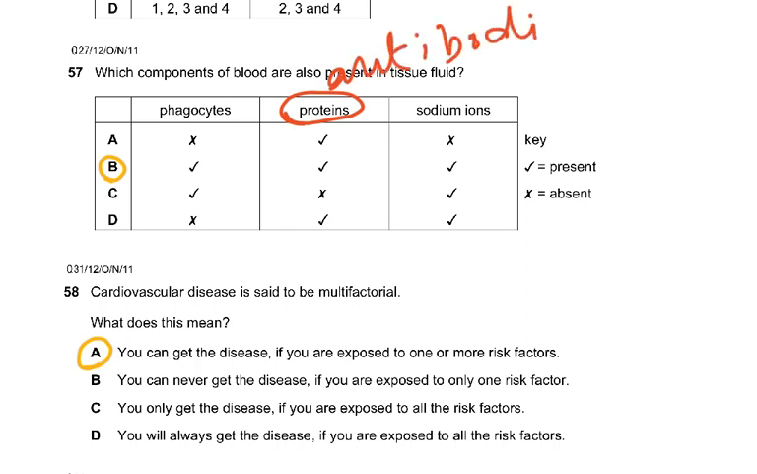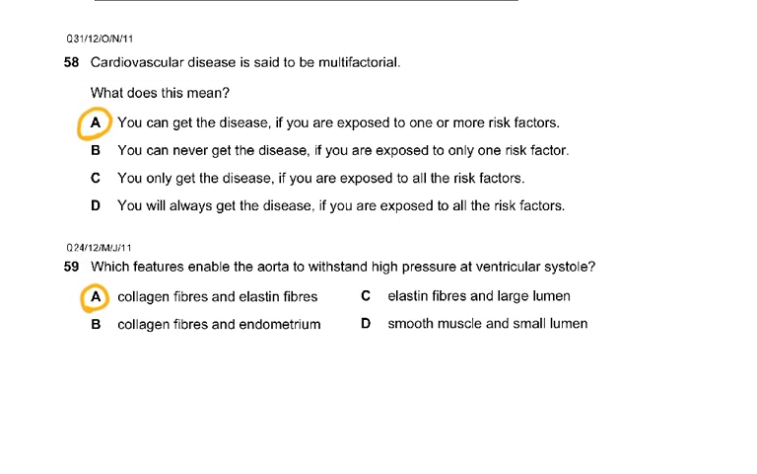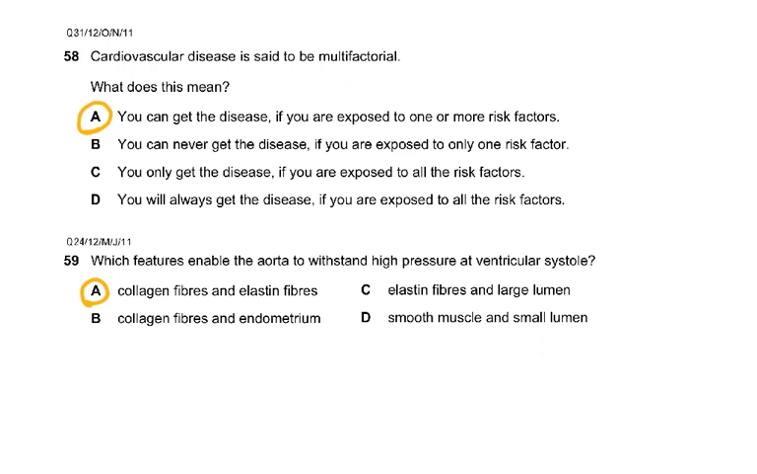Proteins here we mean antibodies. Whenever you're stuck on a question, look at the exam report. Then it says cardiovascular disease is said to be multifactorial. What does this mean? You can get the disease if you are exposed to one or more risk factors. We don't do this anymore.